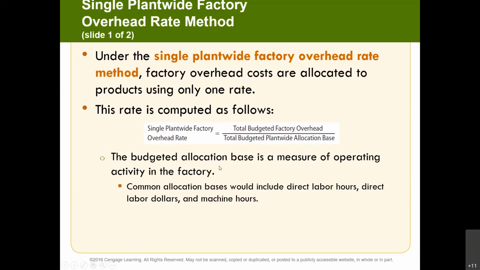These would include things like machine hours, direct labor hours, and direct labor dollars. As you know, direct labor hours are the amount of hours that the employees take to build something, right? The direct labor dollars is the amount of salaries that are paid out for those employees. And of course, the machine hours are the amount of hours the machines are running in a factory. So these will be used as a potential base for calculating the single plant-wide factory overhead rate.